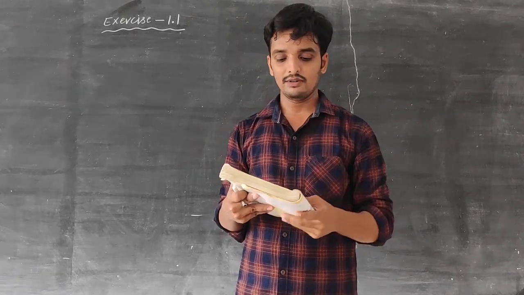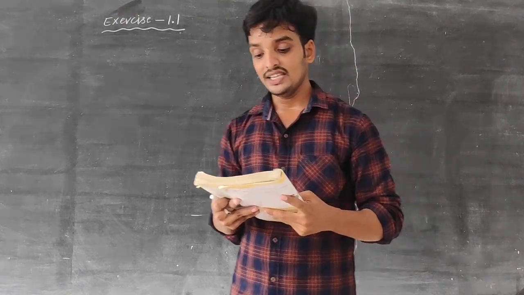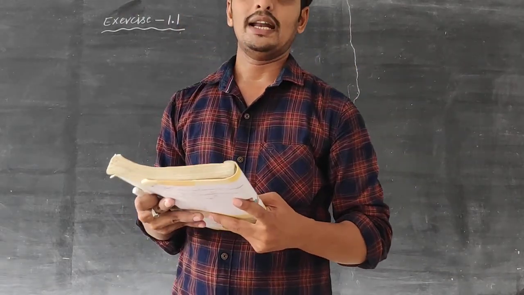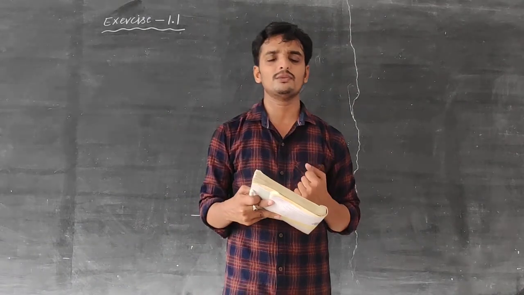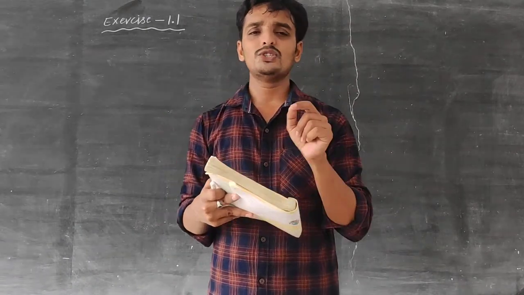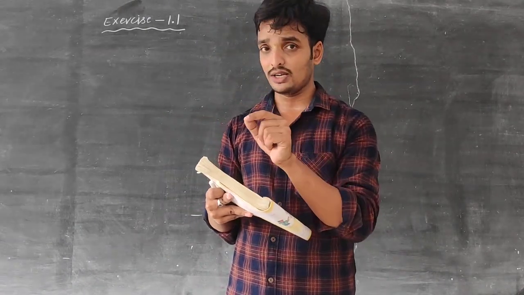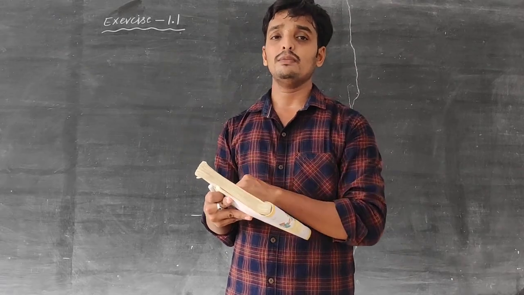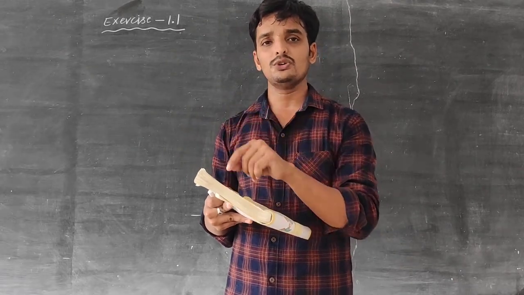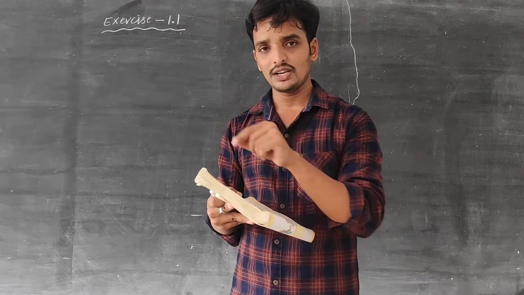Okay, the second one: explain the rational number in your own words. Write the definition of the rational number. What is the definition of the rational number? The numbers which are in the form of p by q are called rational numbers, where q is not equal to 0. Rational numbers are denoted by the symbol capital Q.